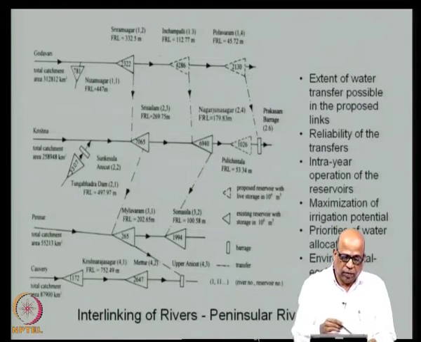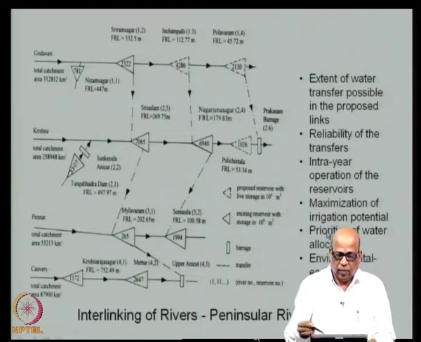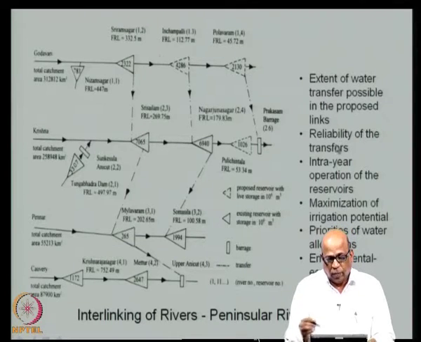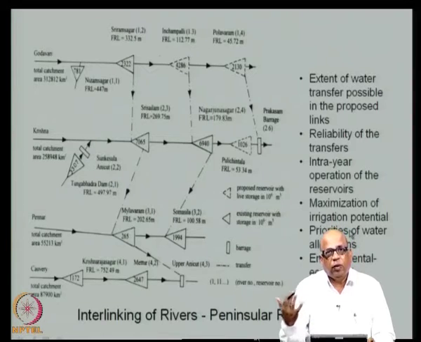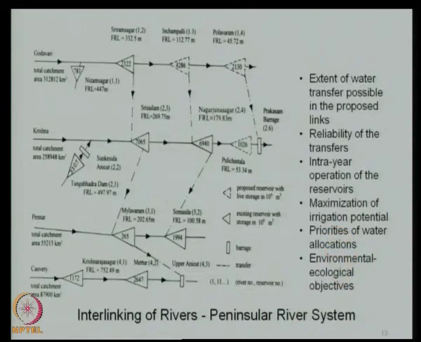So, you build a system model and then answer a large number of questions. For example, reliability of the transfers. Let us say that you in fact build this system. How reliable is the system? Purely based on quantitative aspects, how many times is it able to meet the demands? Then we also look at, if we build this interlinking system, what kind of irrigation potential you can cater to, how you can maximize the irrigation potential, and so on.